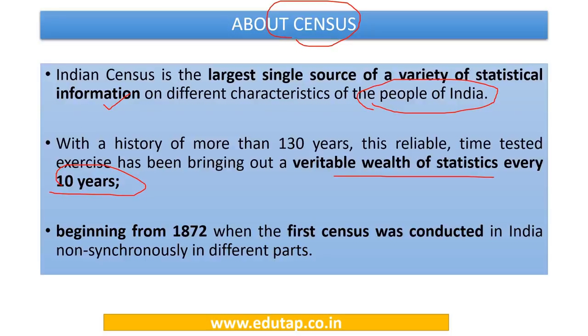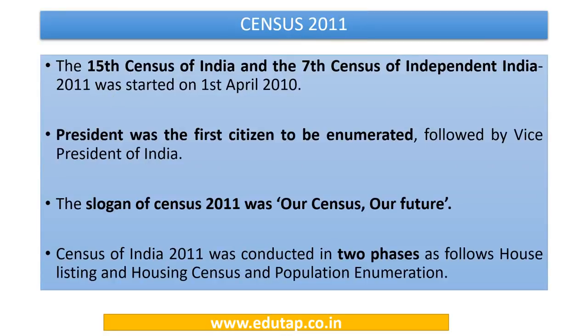Now this first began from 1872. This was the year when the first census was conducted in India, and later it started being conducted on a regular basis every 10 years. If you look at Census 2011, this was the 15th census of India and the 7th census of independent India. It started on 1st April 2010, and the first citizen to be enumerated in this census was the Honorable President of India, followed by the Vice President of India.